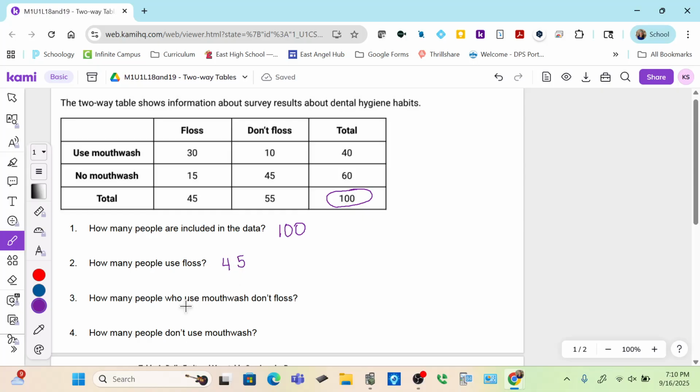How many people who use mouthwash don't floss? So I'm going to start by looking for my use mouthwash. I'm going to find my don't floss, and where the two of them intersect, that's going to give me my total. So use mouthwash, don't floss is 10.